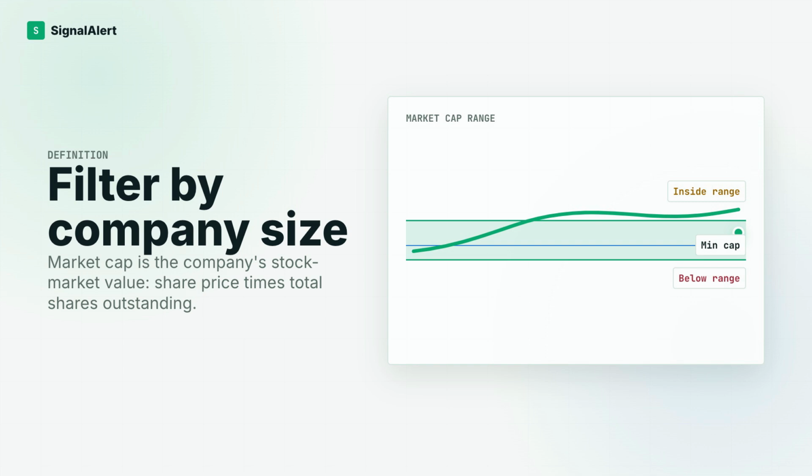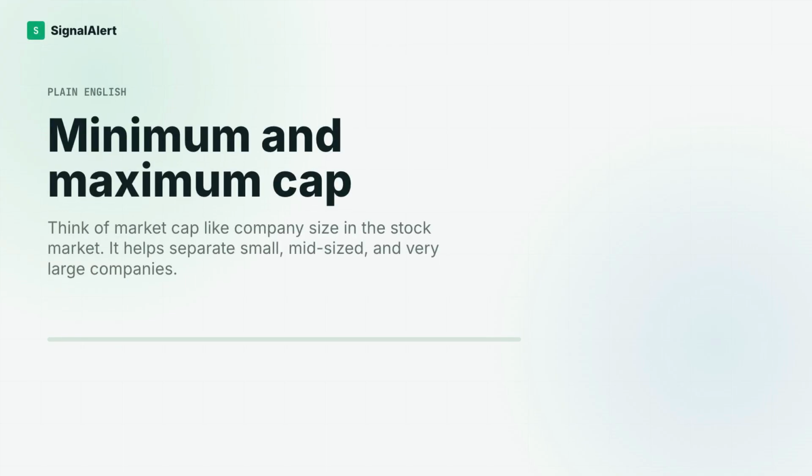Market cap is short for market capitalization. The basic calculation is share price times shares outstanding. In plain English, it is the market's current value for the whole company. A tiny company can have a small market cap. A huge company can have a very large market cap.